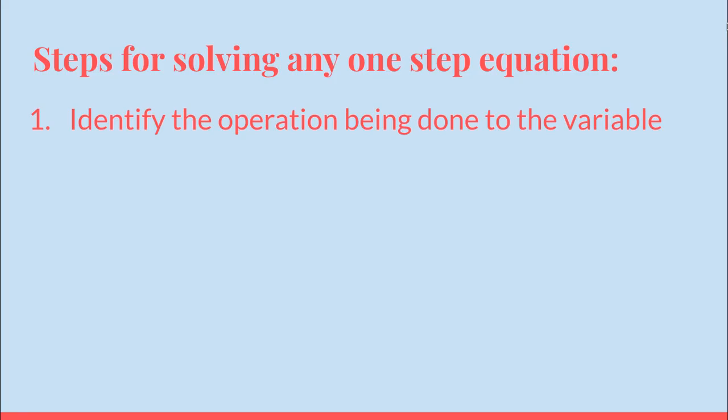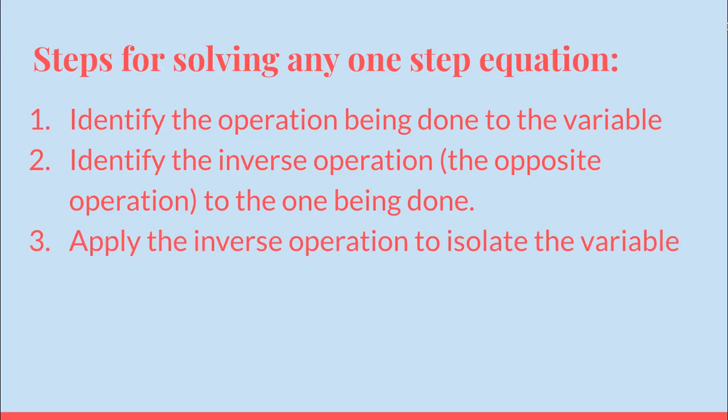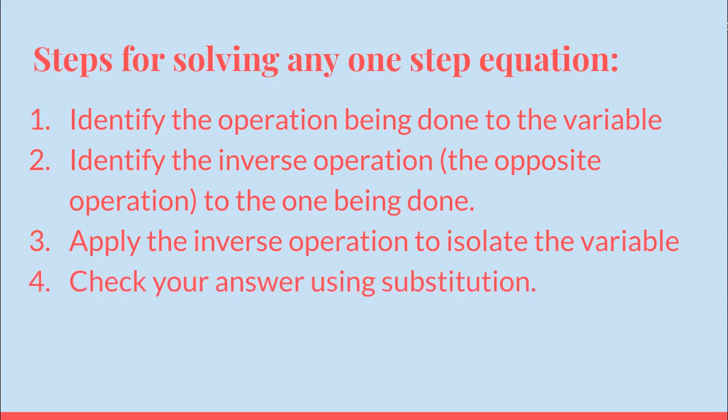So our first step is we're going to identify the operation being done to the variable. Our next step is to identify the inverse operation or the opposite operation to the one being done. Our third step is to apply the inverse operation to isolate the variable. And finally, we're going to check our answer. I will go through these steps with an example.